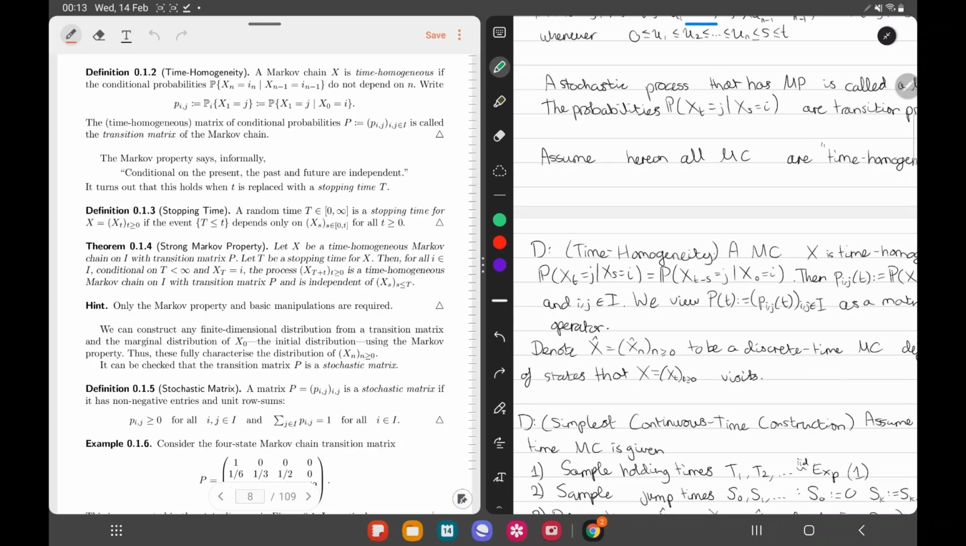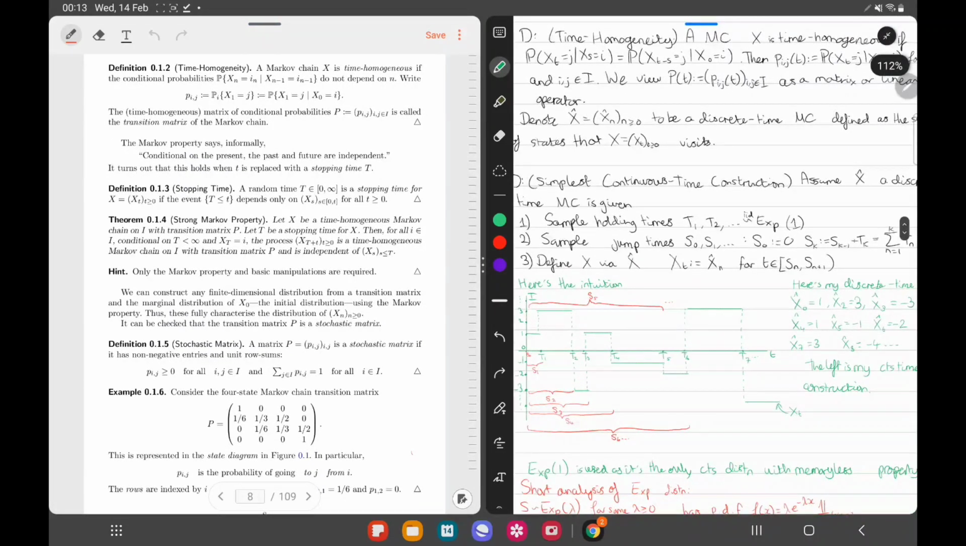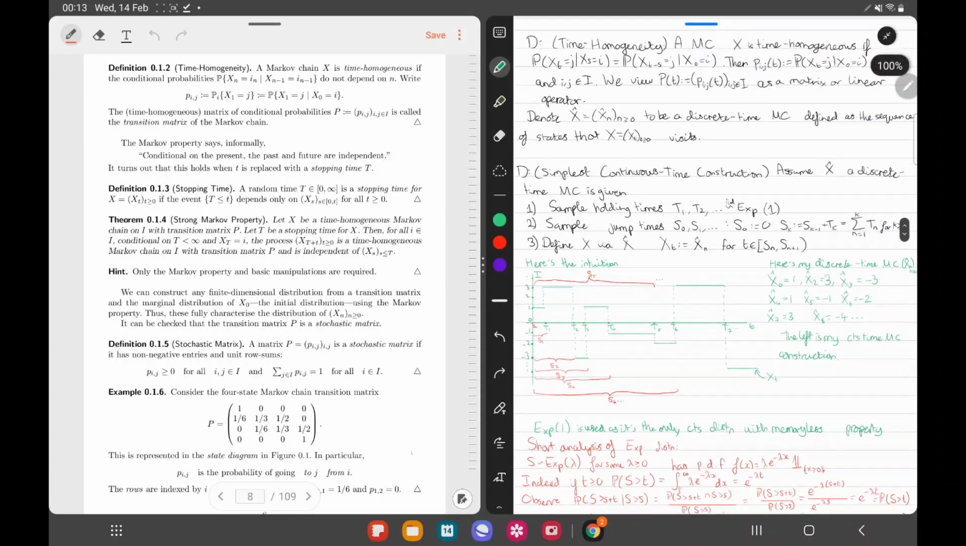Then there are these nice little simplest continuous time constructions, which are really basic. It's like saying, take a discrete time Markov chain and randomly sample some times that are exponentially distributed, and set your continuous time Markov chain to be basically the exact same Markov chain, except you vary the times because you don't really have time steps anymore. You have times until you first jump, which is what these holding times and stopping times are.